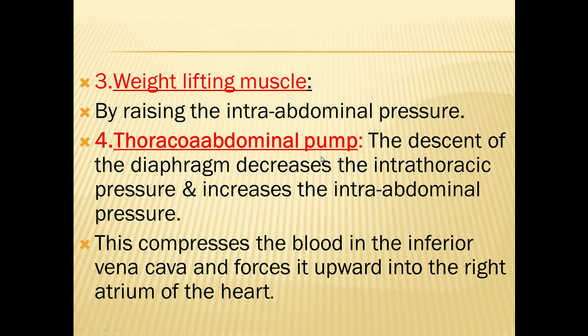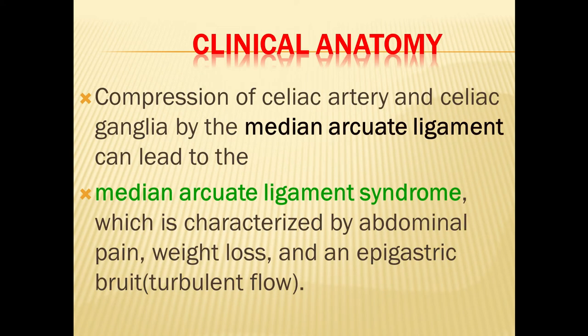Now let's study the clinical anatomy of the diaphragm. We have already studied the median arcuate ligament. Now the median arcuate ligament can result in a syndrome known as median arcuate ligament syndrome or MALS. What happens when there is compression of the celiac artery? It results in this syndrome, which is characterized by abdominal pain, weight loss and epigastric bruit, that is a turbulent flow. Let's see the diagram.